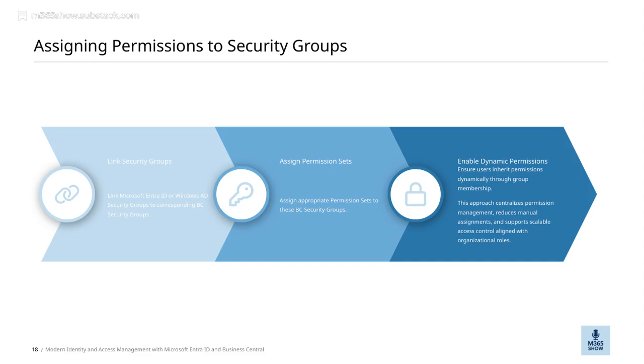Finally, linking Microsoft Entra ID or Windows AD security groups to the corresponding Business Central security groups ensures that the permissions flow seamlessly. This linkage is the backbone of dynamic permission assignment, making sure that access is always aligned with the user's role and group membership. Overall, this method helps us maintain a secure, efficient, and scalable access management system that adapts easily as our organization grows.